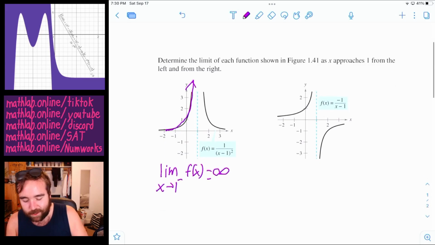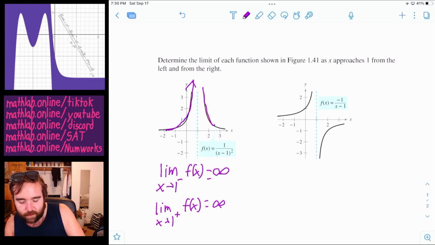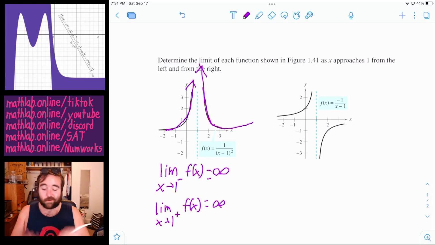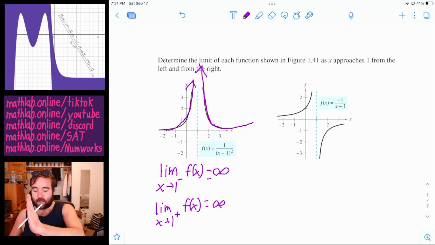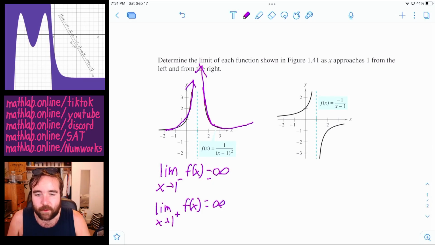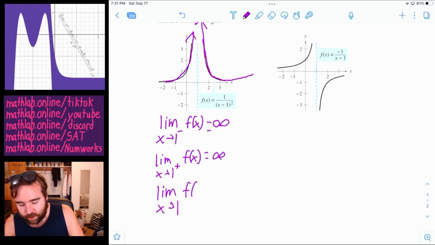And actually just the same, the limit as x approaches 1 from the right side is also infinity. Because you look at the graph, as we come in from the right side and follow the graph, it also goes up to positive infinity. So we're saying as x gets closer to 1 from the right side, y is getting closer to infinity. Y is going up. And so I would say it's totally proper to write the limit as x approaches 1, from both sides, is equal to infinity.